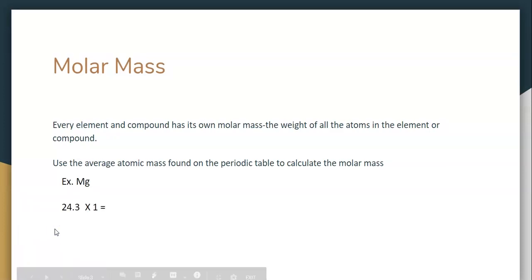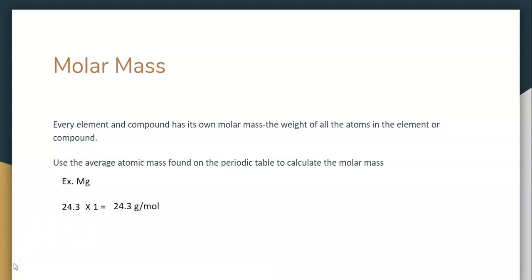Then because I only have one atom of it, I don't have a subscript after the Mg, and I don't have a big number or a coefficient in front of the Mg. I'm just going to do times 1. Okay, and so my molar mass is 24.3 grams per mole. Okay, let's try another one.